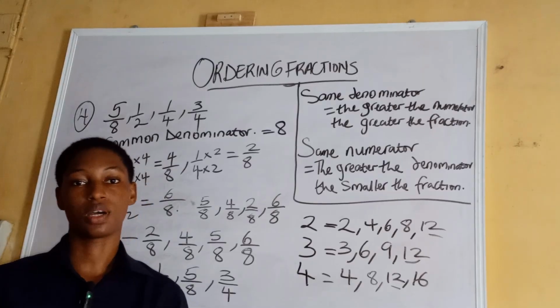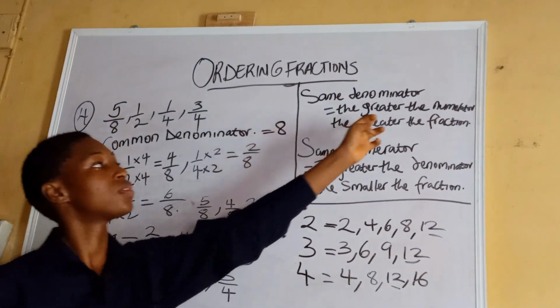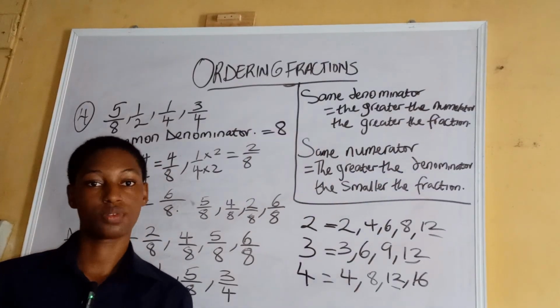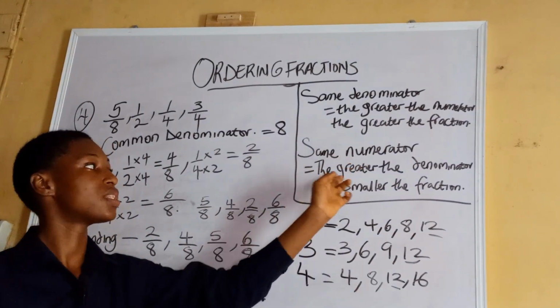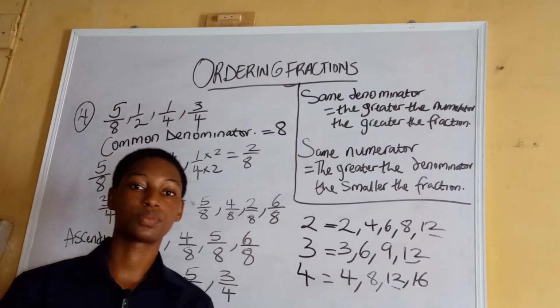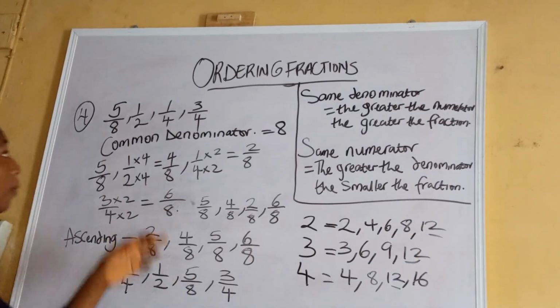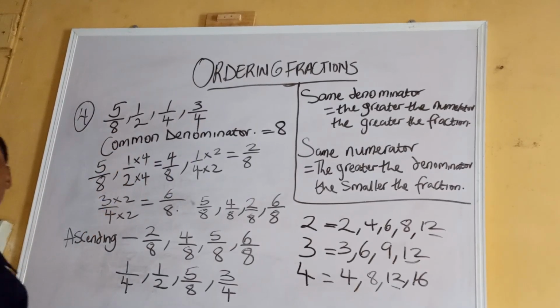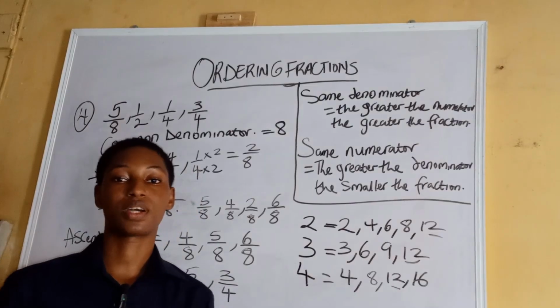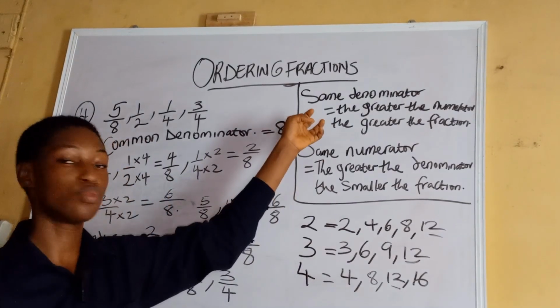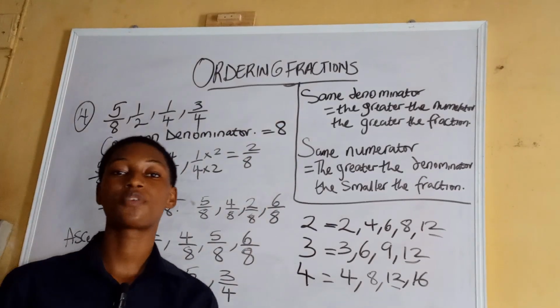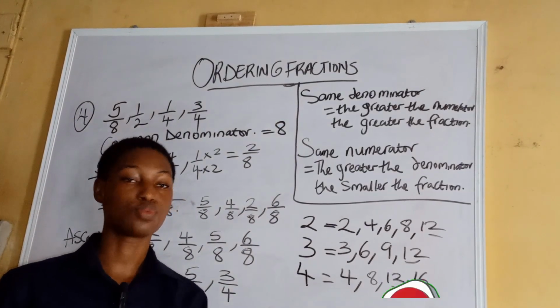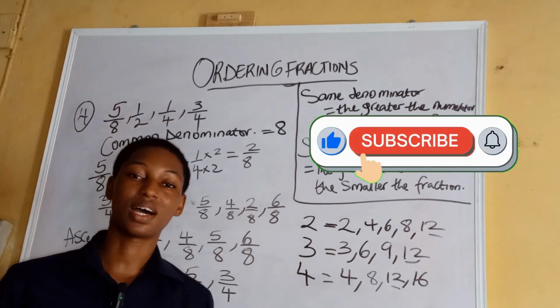All right, so let's quickly recap. When you have the same denominator, the greater the numerator, the greater the fraction. For the same numerator, the greater the denominator, the smaller the fraction. And whenever you have questions with different fractions and nothing common, you have to convert first to equivalent fractions, and then you use either the rule for numerator or for denominator. So if you are able to understand and learn these rules that I've given, you are able to master ordering fractions very well.